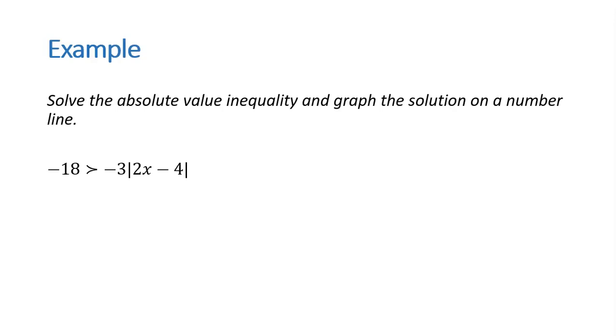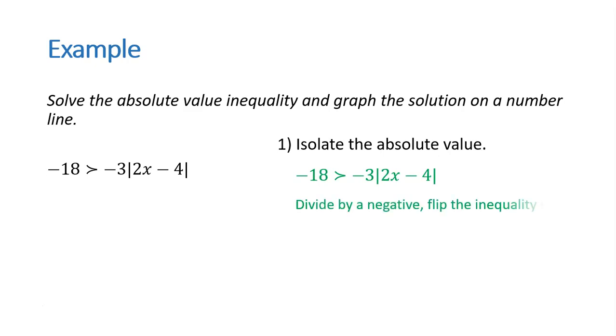So negative 18 is greater than negative 3 times the absolute value of 2x minus 4. So we need to peel off the wrapping paper first, isolate the absolute value. We have that negative 3 in front of the absolute value, so that has to go away. We're dividing by a negative 3. When we divide by a negative, we flip the inequality sign. So we now have 6 is less than the absolute value of 2x minus 4.